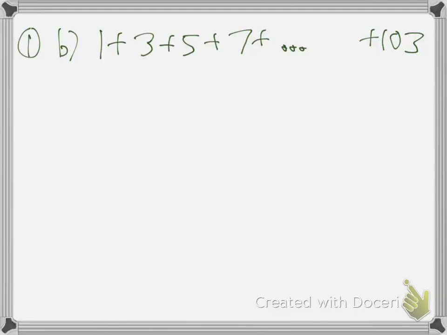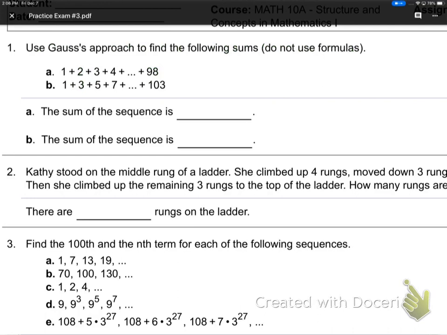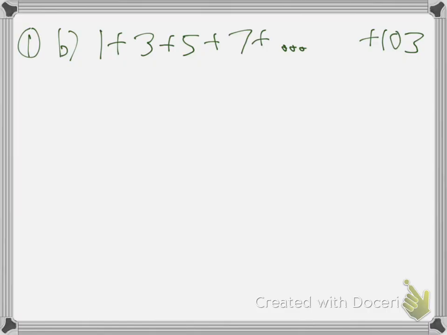Okay, so there's question 1, part B. So here's practice exam number 3. You know, question A is easier. Let's do question B: 1, 3, 5, 7 all the way to 103. We'll make our rainbows. And so 1 connects with 103.